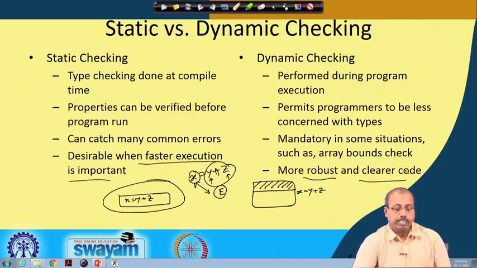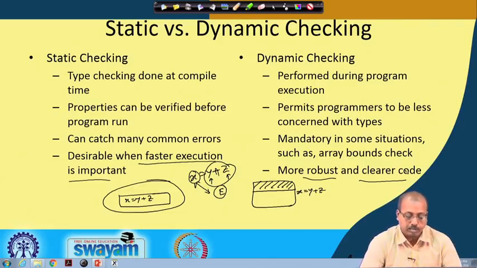Like in the C language, as I was telling, we cannot have the array bounds check, because it does not have dynamic checking. Since dynamic checking is not there, the code becomes a bit clumsy at some points of time. It may behave in a different fashion which is unexpected by the programmer, whereas if dynamic checking is there, then all those problems can be resolved. So, you can get a more robust and clearer code with dynamic checking.